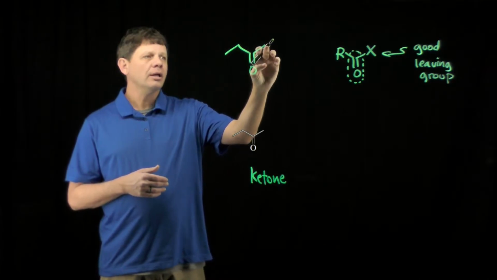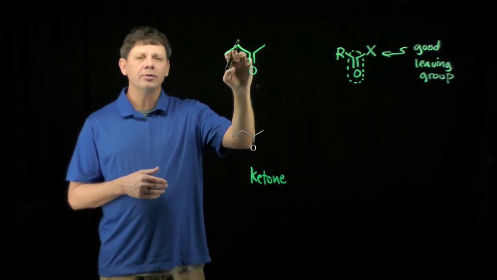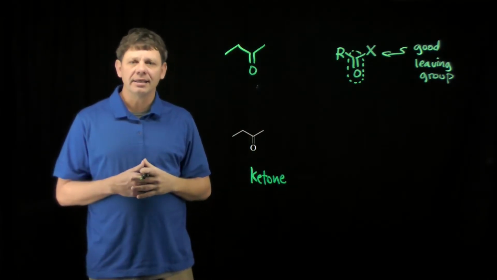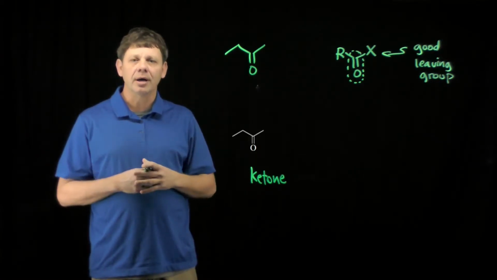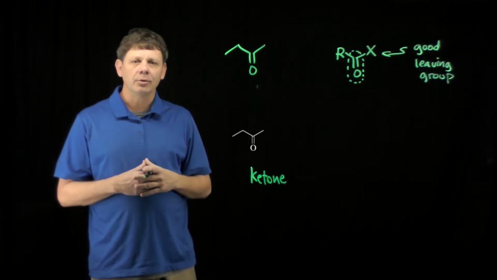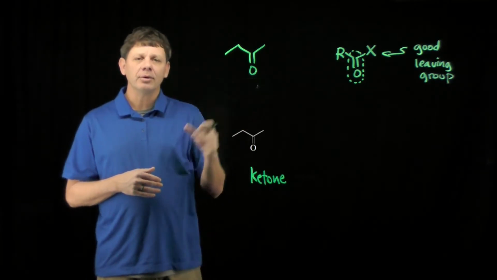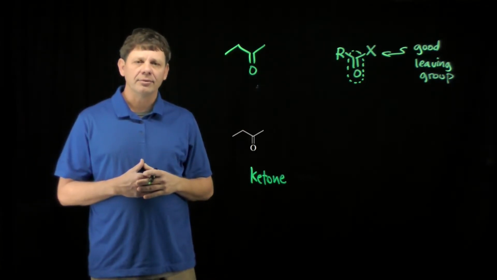We have a carbonyl, and on both sides we have alkyl groups, which are decidedly not good leaving groups, not at all. We would never consider a methyl group to be a leaving group. And so that's an argument that the ketone is not a carboxylic acid derivative.